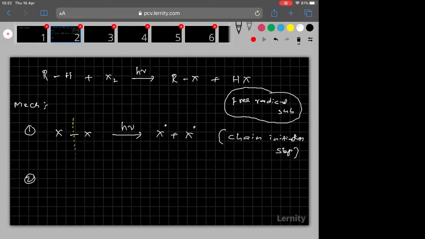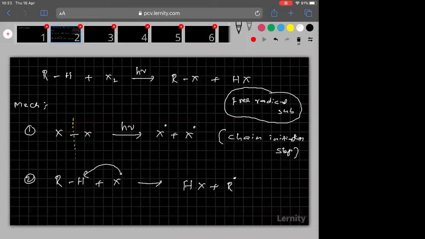Now, in the second step, what happened? Let me take the alkane. So this alkane, what happened? It will combine with the X dot. So this alkane attacks the H. As a result, we will get here HX plus R dot. What is this R dot? R dot is called alkyl radical. HX is formed and R dot is called what? Alkyl radical here.